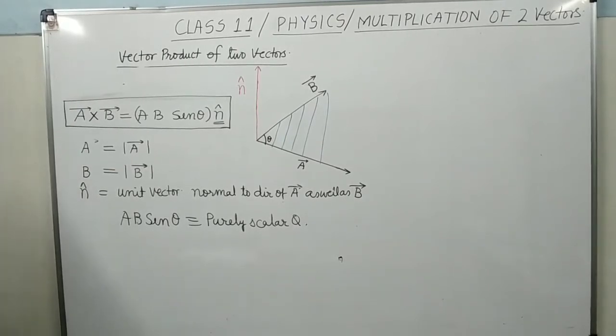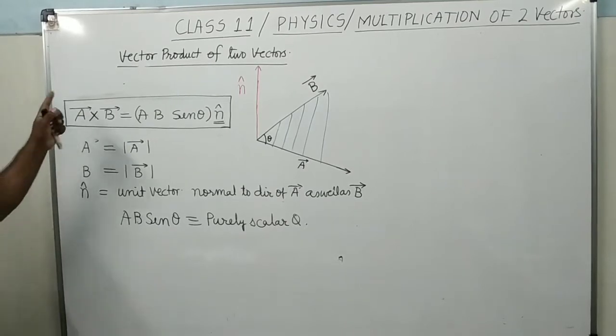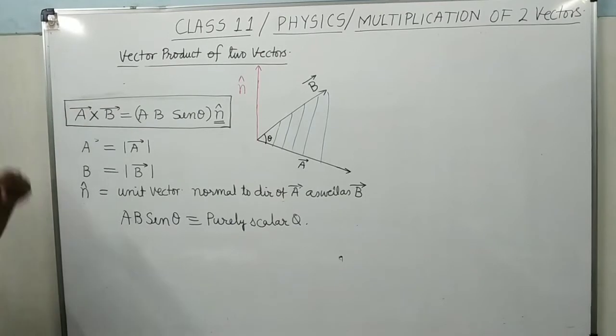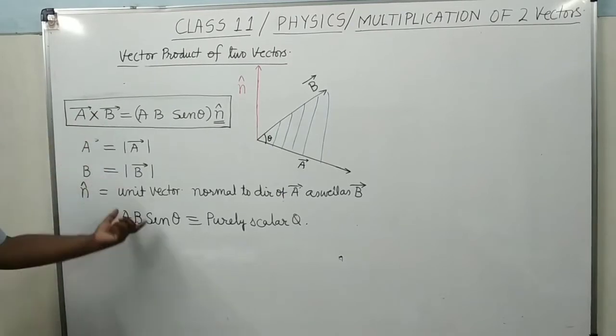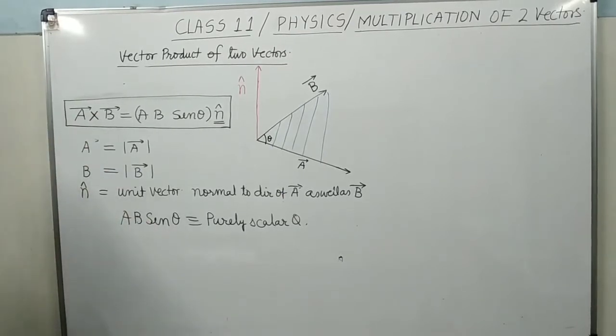While we know that the vector product of two vectors is always a vector quantity, so how will you make it a vector? By imparting some direction. By imparting the direction of the vector product, not magnitude. Magnitude we will get from here.